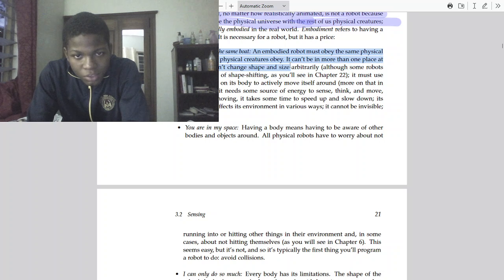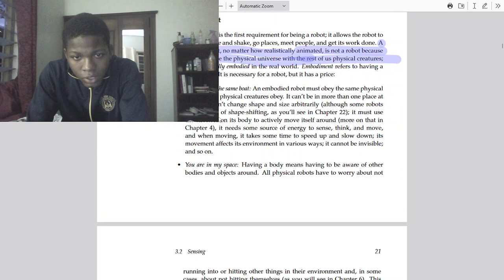Some robots can do shape shifting. That's cool. It must use effectors on its body to actively move itself around. So it can't move without taking action. And it needs some source of energy to sense, think, and move when moving. Takes some time to speed up and slow down. Its movement affects the environment in various ways. Cannot be invisible. All the stuff like that.